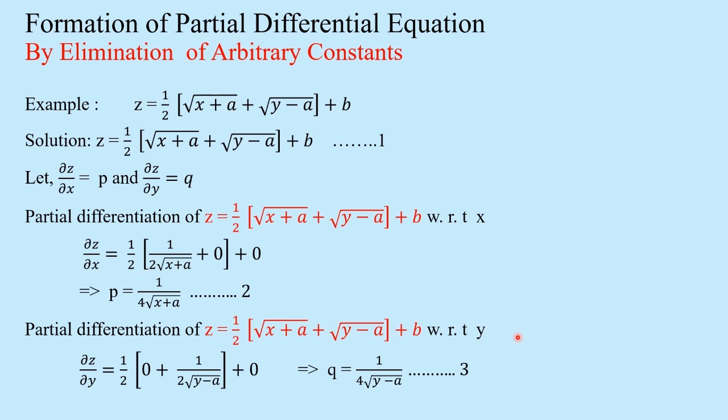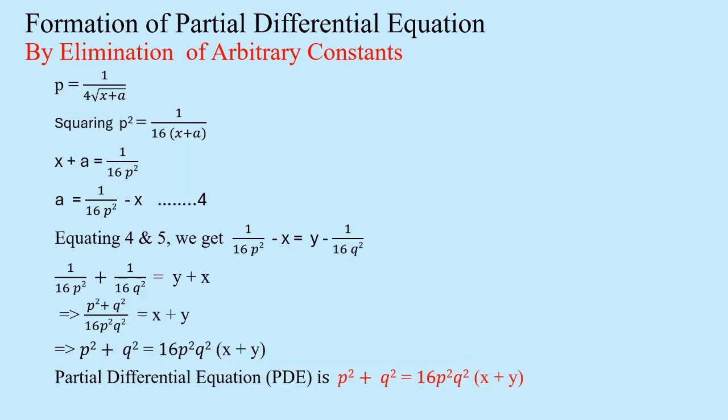Now partial differentiation of this with respect to y. So dou z by dou y is equal to 1 by 2 will be here. This term will become 0 and this term will become this plus 0. So dou z by dou y is q, and here this 1 by this 2 and this 2 will become 4, and under the root y minus a, and this equation we'll call equation 3.